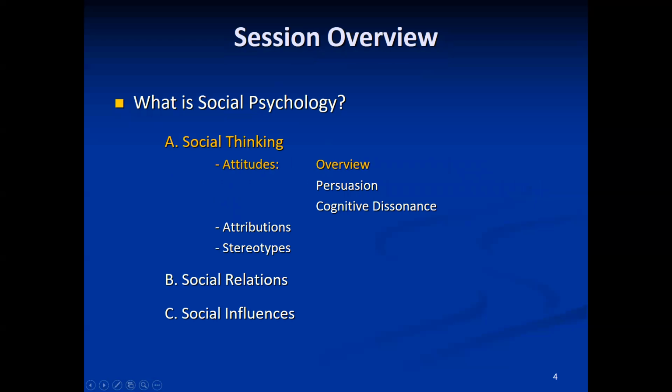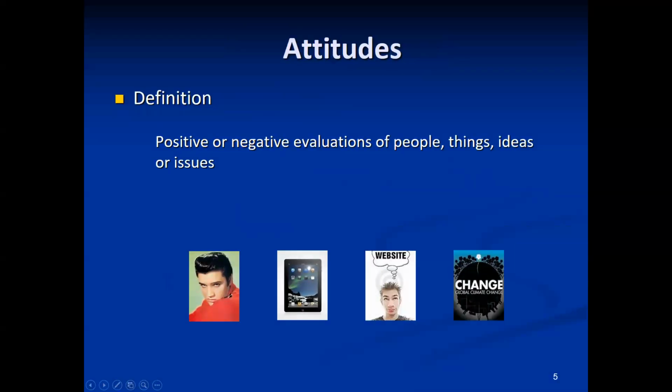The first aspect of social psychology that this presentation will examine is social thinking, reasoning about the social world. One element of reasoning about the social world is forming attitudes. Attitudes are positive or negative evaluations of people, things, ideas, or issues. That is, they are positive or negative appraisals.